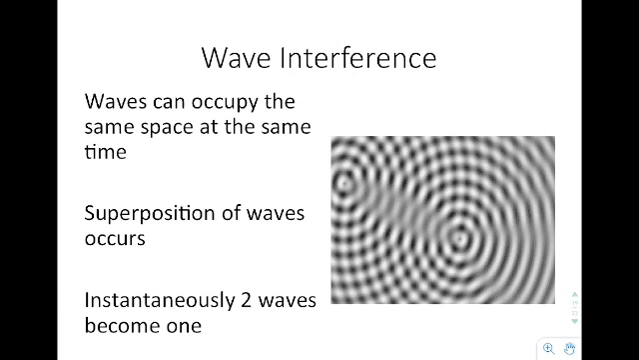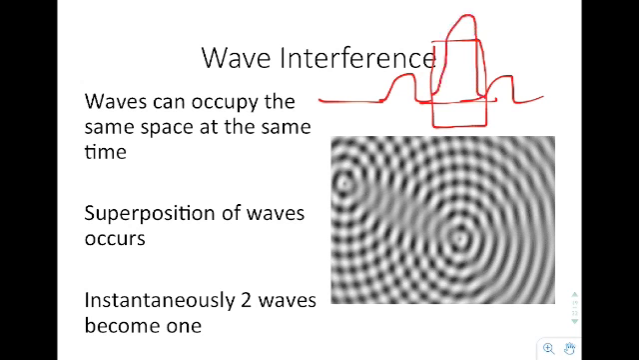Next, we have what's called wave interference. Wave interference happens when two waves occupy the same space at the same time. Sometimes we call it the superposition of the waves. What happens is instantaneously two waves become one. So if you have a pulse wave, and you have another pulse wave, for an instant they occupy the same space at the same time, there are not two different waves. For a brief instant, there is only one wave, and you get the superposition of that wave, which results in something like that, which is what you saw in the lab.